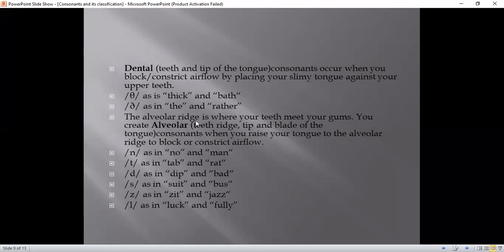The alveolar ridge is where your teeth meet your gums. You create alveolar consonants when you raise your tongue to the alveolar ridge to block or constrict airflow, like n as in no and man, t as in tab and rat, d as in dip and bat, s as in suit and bus, z as in zit and chess, l as in luck and fully.